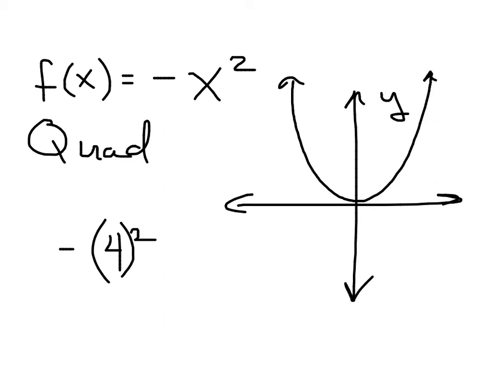Where'd you get 4 from? I asked Lauren for a number. So if I just plugged in random numbers for this particular thing, 4 squared would be 16, but the opposite of 16 is negative 16. So when I insert numbers like that in order to make a table, 4 was my x, out came negative 16 for my function. Okay? So if I'm making a table of values, that's how it would look.